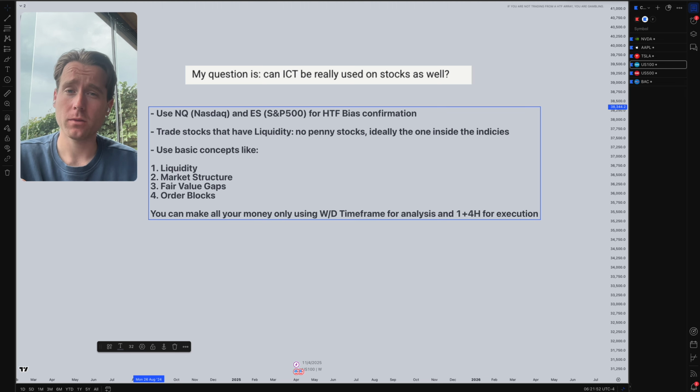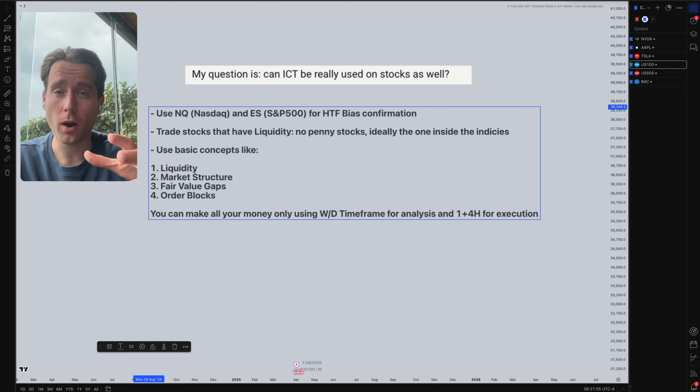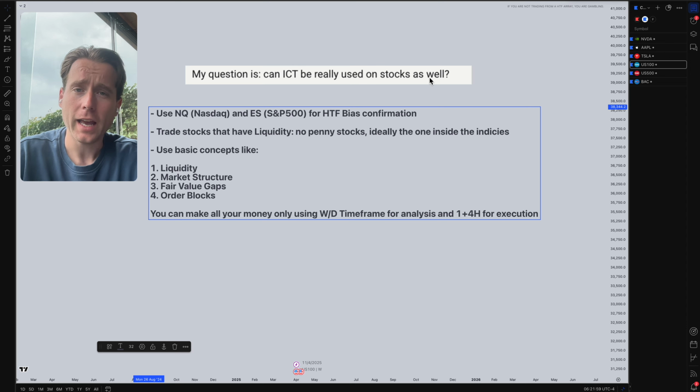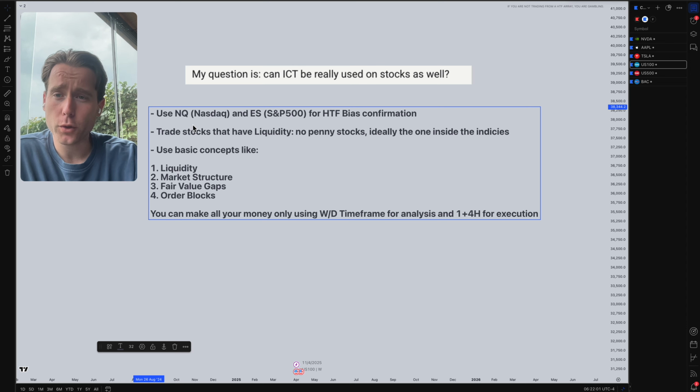ICT is a trading language, a language you can speak to the market to better understand how it's most likely going to move. And how you can use it on stocks is, first, what are the stocks? The stocks are bundled together in NASDAQ, ES, Dow Jones, or the Nikkei, the DAX. But let's talk about US stocks in this video.